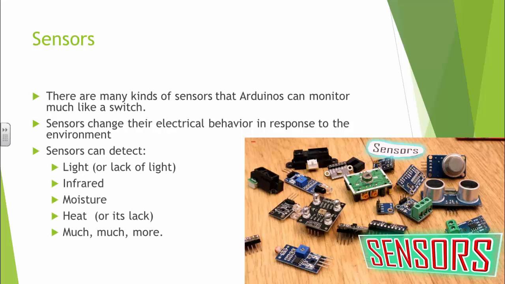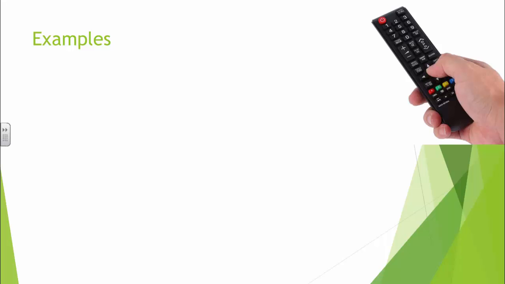So, some examples of sensors. We can have sensors that will detect light or lack of light, infrared radiation, moisture, heat, much more we can have detected with our sensors.